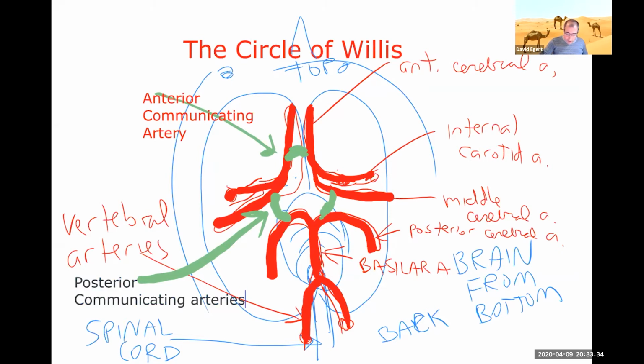Even if this was blocked here, I could still go around. I can get wherever I want from either side. So the circle of Willis is an example of an arterial anastomosis. Kind of a backup.